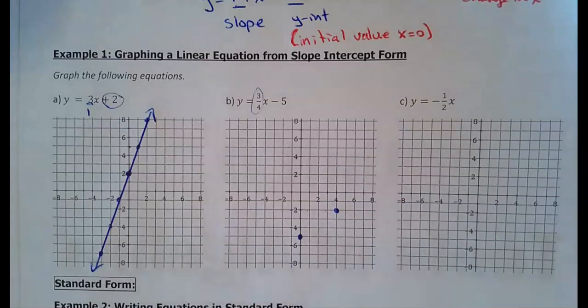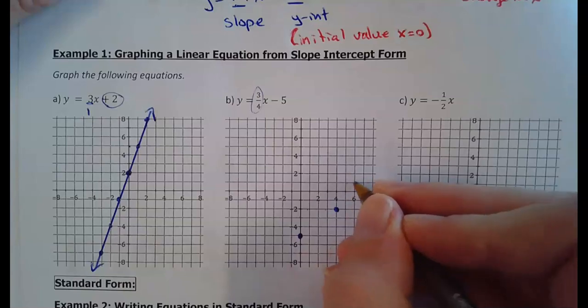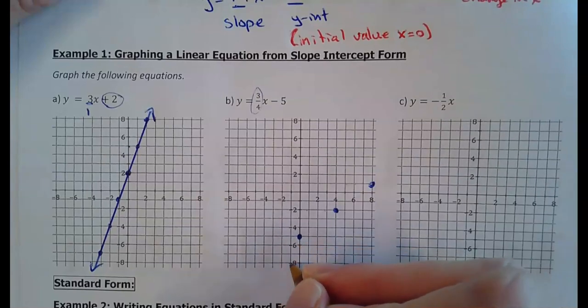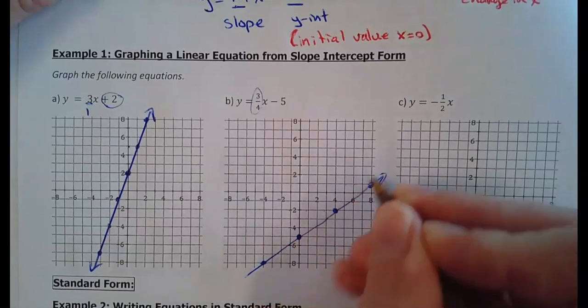So right now I could just connect it since I have a ruler. Again, if I do it freehand, I try to just go on 1, 2, 3, 1, 2, 3, 4. 1, 2, 3, 4. So it should look something like that. Okay.